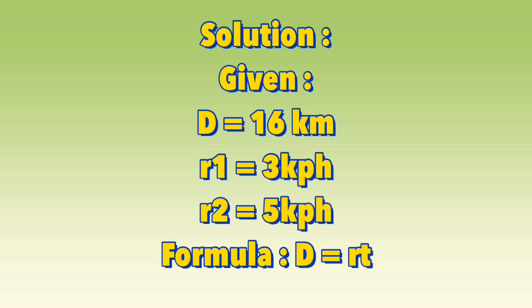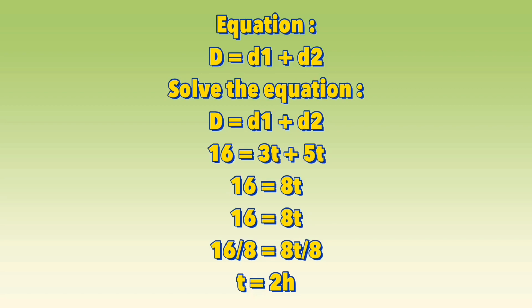Okay, d1 is the distance traveled by Lorna and d2 is the distance traveled by Peter. So we have to solve the equation: d equals the distance of Lorna plus the distance of Peter. And the given distance is 16 kilometers. You have to copy that.